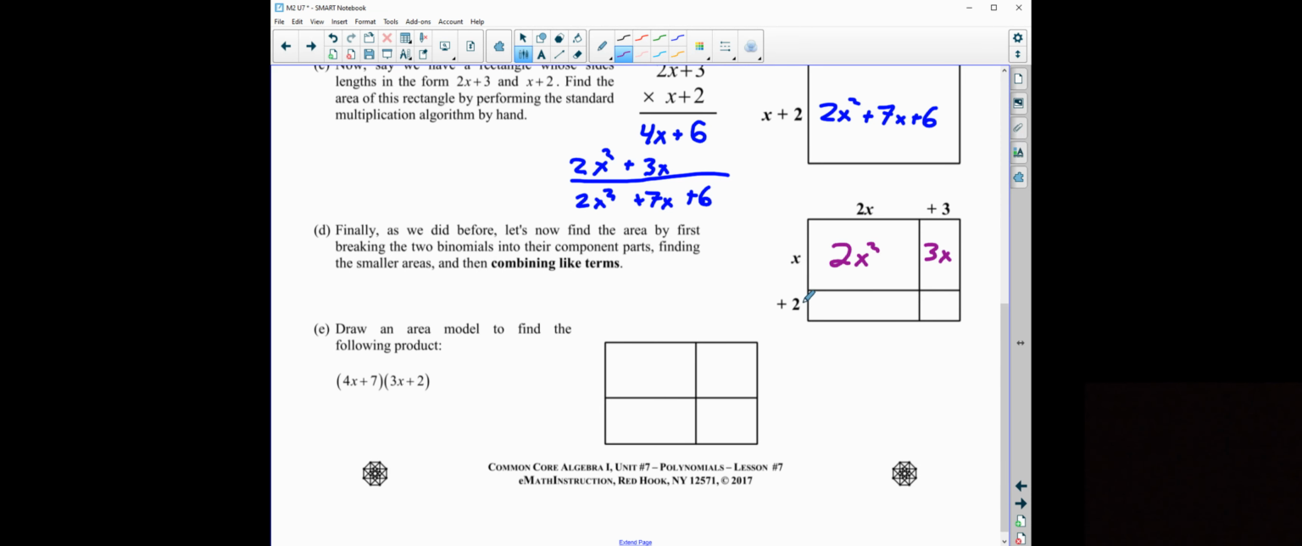This 2x and this 2. So this is a 2x by 2 rectangle, which is 4x. In this thing over here, this is length of 2, this is 3. We know 2 times 3 is 6.